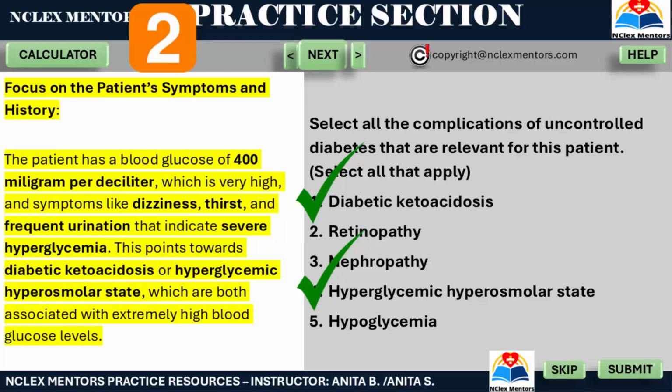Second, focus on the patient's symptoms and history. The patient has a blood glucose of 400 mg per deciliter, which is very high, and symptoms like dizziness, thirst, and frequent urination that indicate severe hyperglycemia. This points towards diabetic ketoacidosis or hyperglycemic hyperosmolar state, which are both associated with extremely high blood glucose levels.